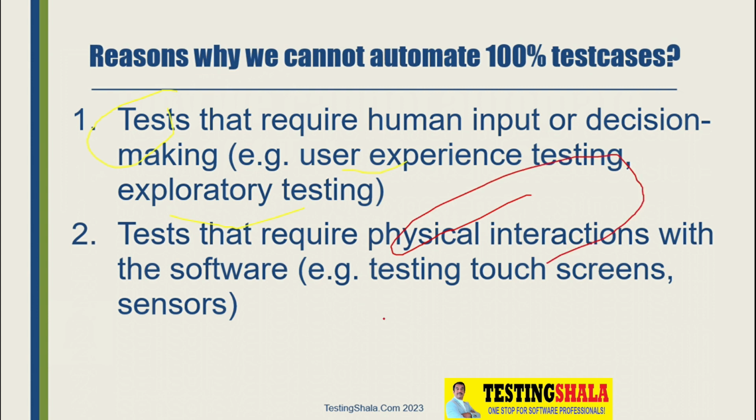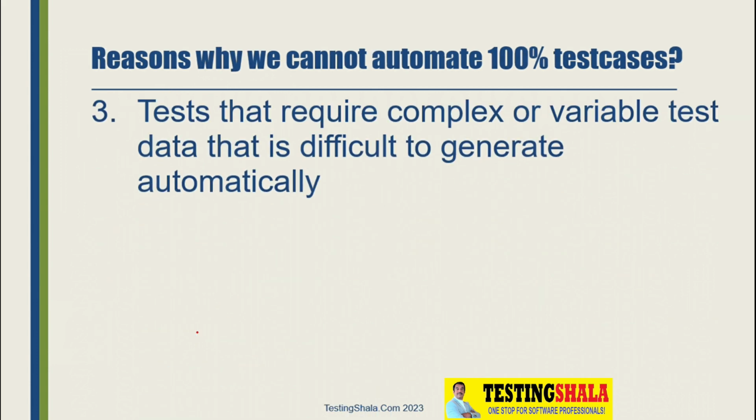For example, there is certain software which needs to be tested using touch screens or hardware sensors. And the third type of test cases which we cannot bring into the automation bucket is test cases that require very complex or variable test data. There are certain types of test data which we cannot create in an automated way. We have to completely depend on manual testing.